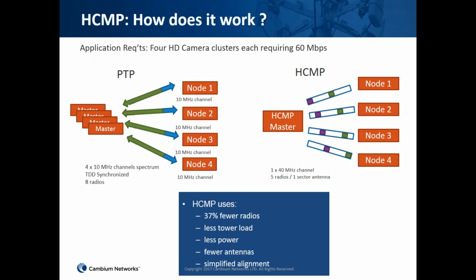So the one master has a sector antenna that uses that to connect to 4 nodes, and using TDD you can divide up the throughput evenly or unevenly between the 4 nodes. Some of the benefits of using HCMP feature sets are fewer radios, less tower space, and fewer antennas required.